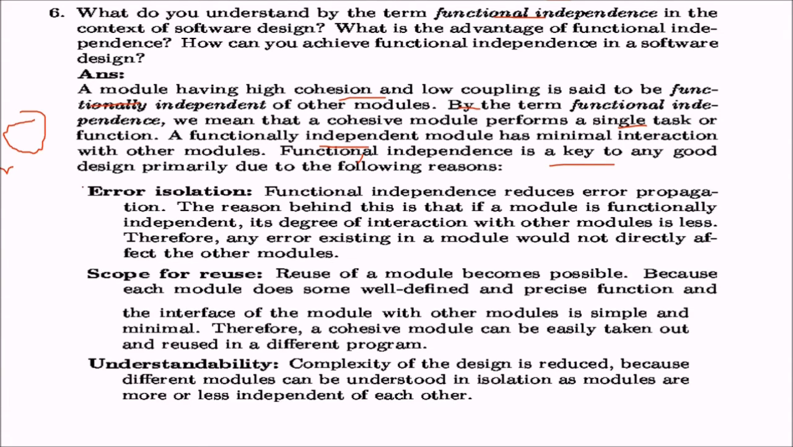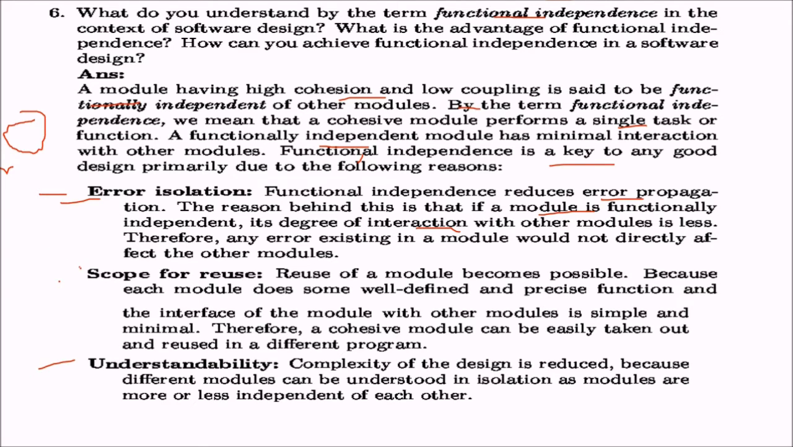And let us see the reasons also. First is error isolation, scope of reuse, and understandability. What is error isolation in terms of functional independence? Functional independence reduces error propagation. Why? If a module is functionally independent, its degree of interaction with other modules is less. So, an error which exists in one module would not directly affect the other modules. So, errors are isolated. Even if there is an error somewhere, it will not be propagated to other modules.